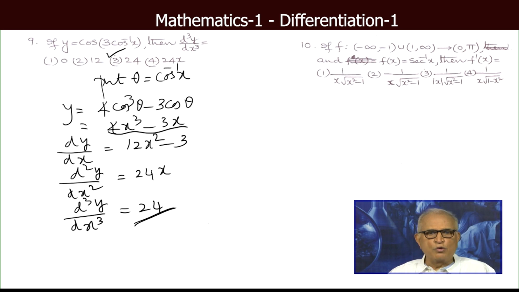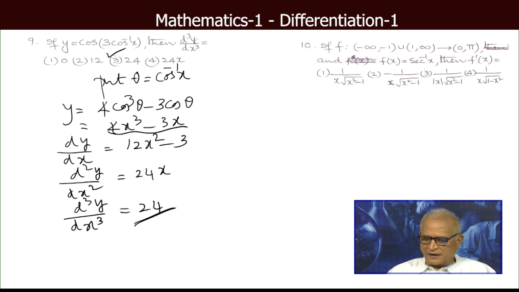The domain is the disjoint union of the 2 open intervals minus infinity to minus 1 and 1 to infinity, the range is the 0 pi open interval, and f x is defined by r secant x. So that means r secant x always lies in the open interval 0 pi. R cosine x also lies in the open interval 0 pi whenever you exclude plus 1 and minus 1 from its domain. The domain of r cosine x is only the open interval minus 1, 1.